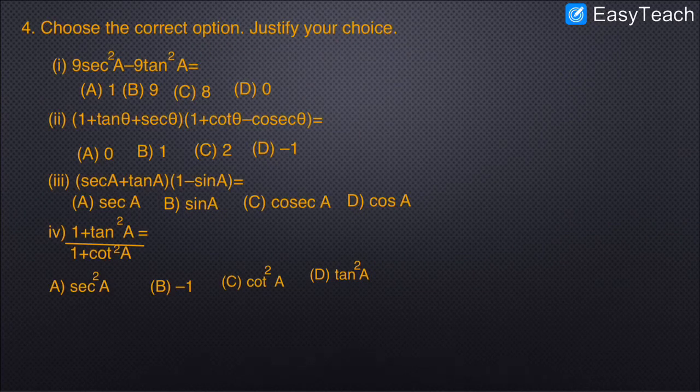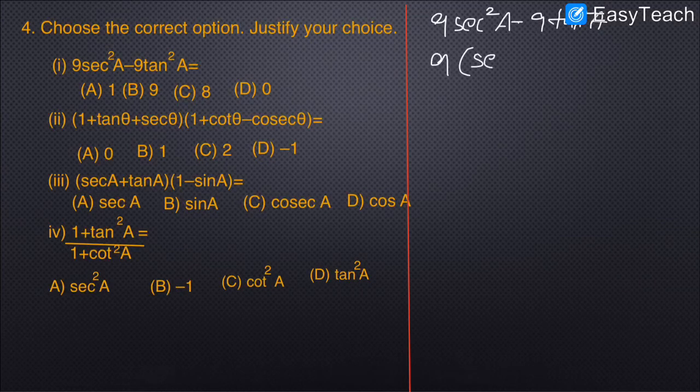Let's do the fourth problem. Choose the correct option. Justify your choice. 9 secant square A minus 9 tan square A equal. They given 4 options. Let's calculate. Okay, 9 secant square A minus 9 tan square A. I take 9 as a common number. So secant square A minus tan square A.